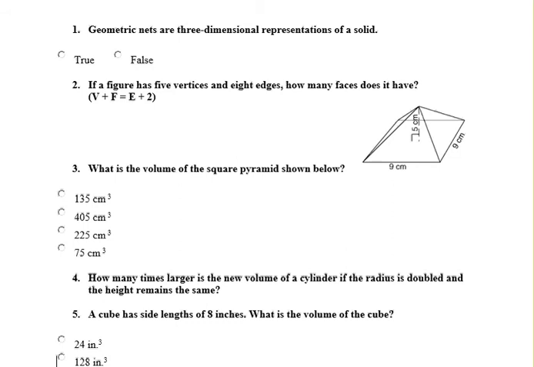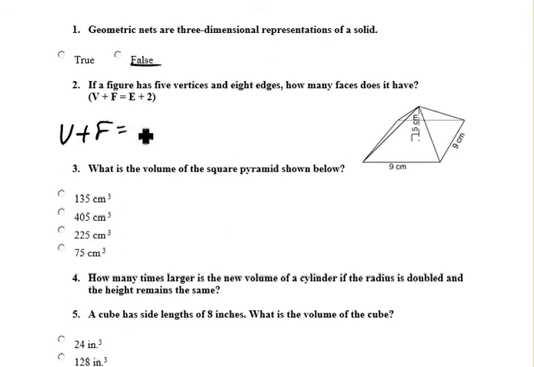So, geometric nets are 3-dimensional representations of solids. No, they're 2-dimensional. Those nets are 2D, not 3D. If a figure has 5 vertices, 8 edges, how many faces does it have? Well, remember our formula? V plus F. Oh, they give it to us. That makes it a lot easier.